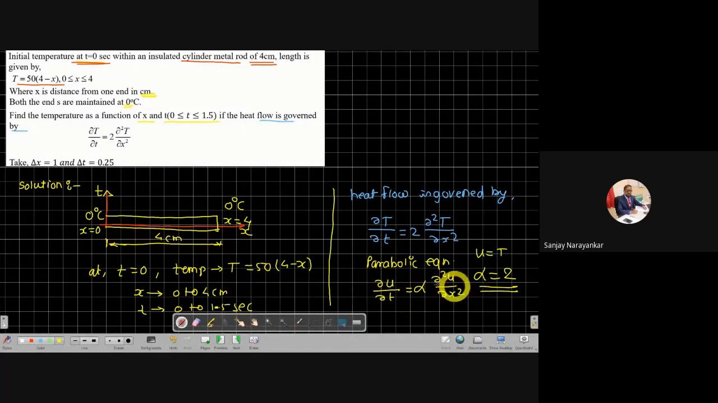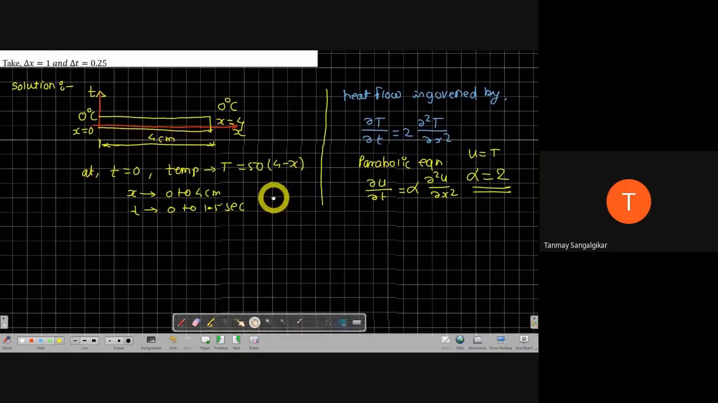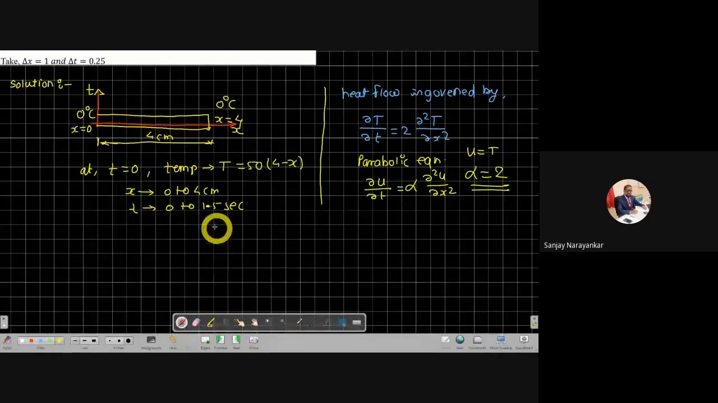Now, what's the use of alpha value here? To calculate gamma. What else do we have here? Delta x is equal to 1 and delta t is equal to 0.25. Now, tell me which formula we are using here for the parabolic equation.